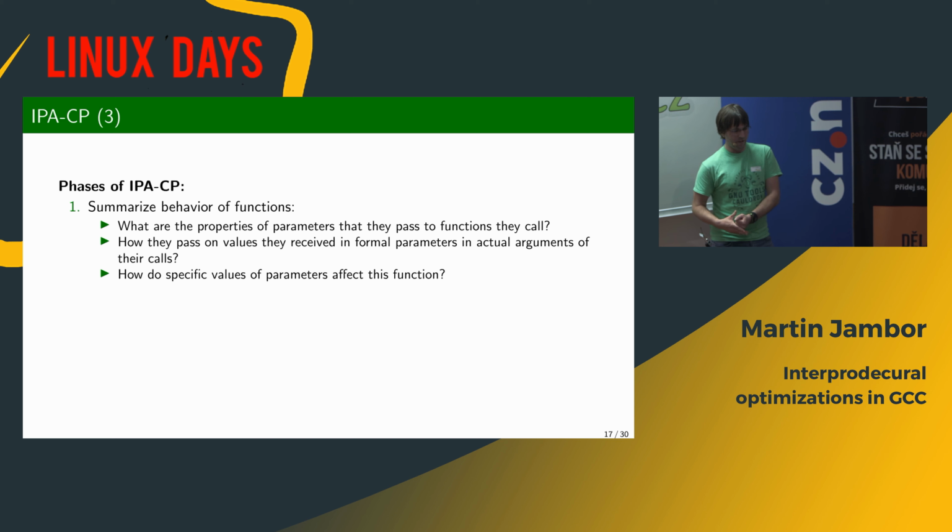We summarize behavior of functions. So first of all, we definitely look at what kind of stuff they pass in the arguments and how data travels through the functions. So we construct so-called jump functions. And if the value of an argument of a call is always the formal parameter of the function, then that is also marked down, even if there are some simple arithmetic operations involved. So if the argument the function receives is incremented and passed to another function, that is also recorded and can be processed. And we also record how specific values of parameters affect a particular function.